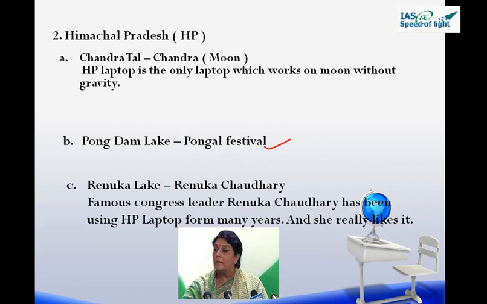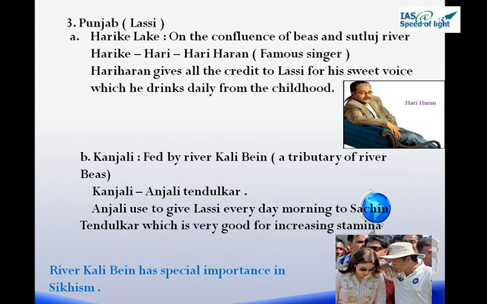Let's come to the next state, that is Lassi, or Punjab. First is Harike Lake. So Harike becomes Hari, or from Hari it becomes Hariharan. Again, he's a very famous musician, singer. So once in an interview, Hariharan said he gives all the credit to the Lassi for his sweet voice, which his mother used to give him daily since his childhood.